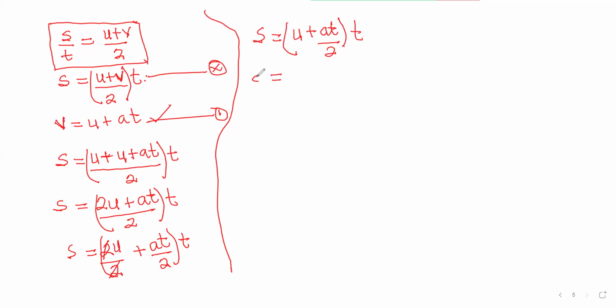So the next step is to multiply through by the T outside the bracket. If I multiply this by T, I have UT plus T times this, I have AT squared over 2. This is the same as UT plus half AT squared. This is equation 2.